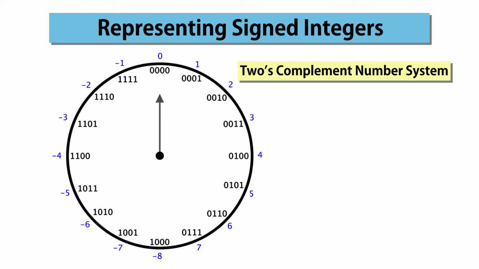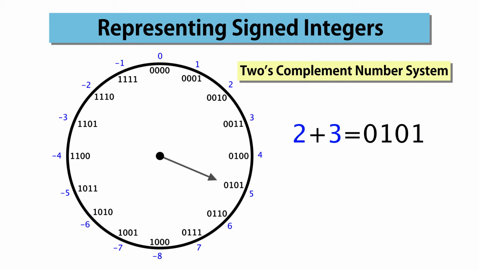We can use this representation to do machine arithmetic. Suppose we want to add 2 numbers, say 2 and 3. Starting at location 0, we move clockwise 2 positions. To add 3 to that, we simply proceed clockwise another 3 positions, and we end up at 0, 1, 0, 1, which is the representation of 5, the expected answer.